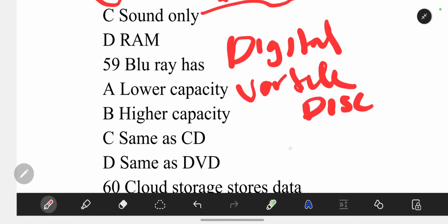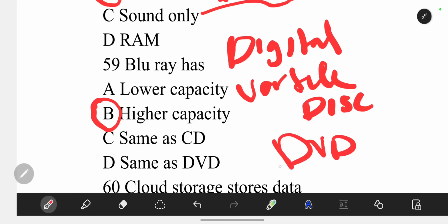Then our next question, 59, Blu-ray has, so basically Blu-ray was mainly built to increase capacity. A DVD, on the other hand, has less capacity as compared to the Blu-ray. Blu-ray might store much more data than the DVD.